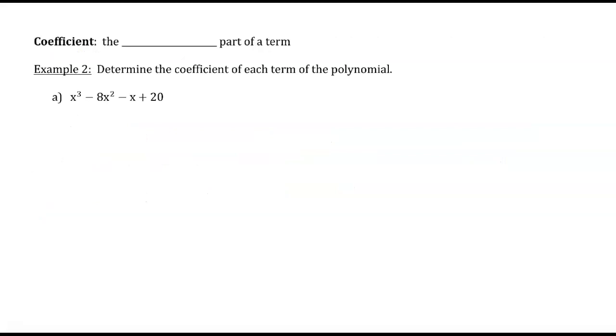The coefficient is the numerical part of a term, or the number that's usually out in front of the variables. Let's take a look at this example. We are asked to determine the coefficient of each term of this polynomial. Let's list out each term and then determine its coefficient. This polynomial has 4 terms, x cubed, negative x squared, negative x, and positive 20.